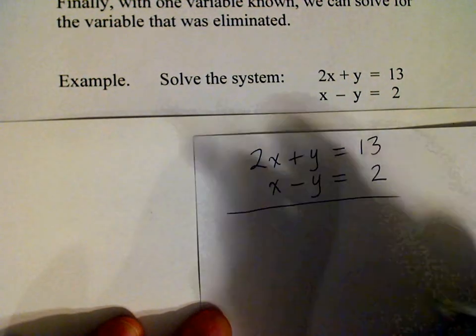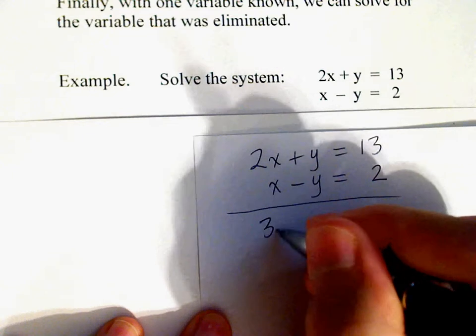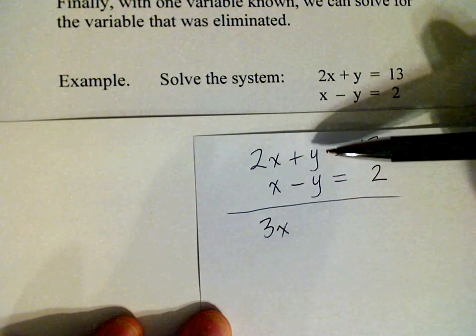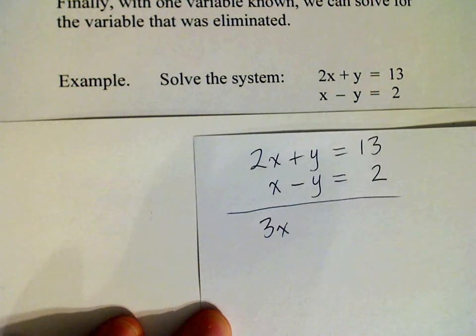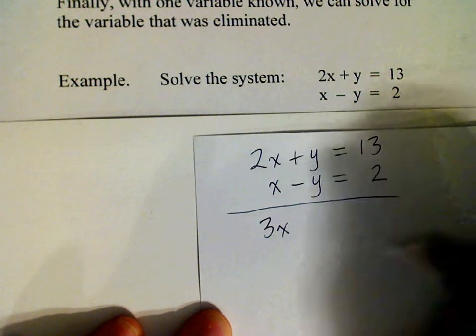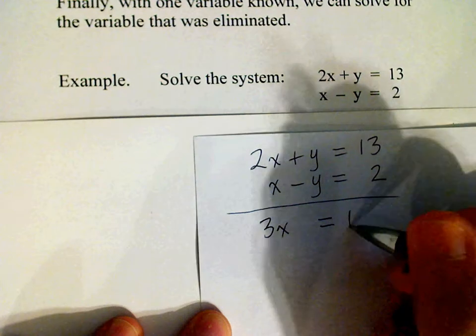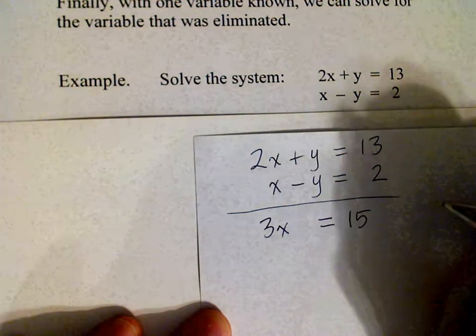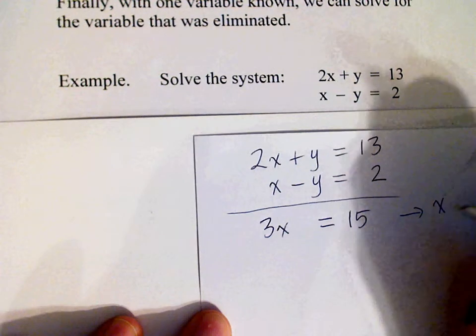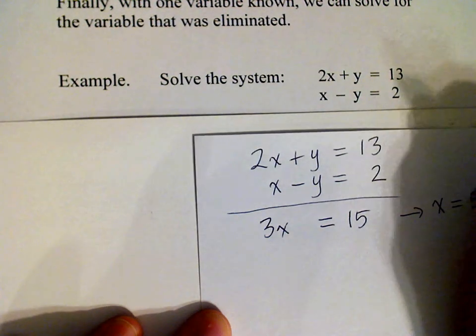Okay, so when we do that, the x's combine to give us 3x. Now the y's cancel out, right? Because we have positive y and a negative y. So those go away, and on the right-hand side we have 15. So if 3x is equal to 15, then x is equal to 5.